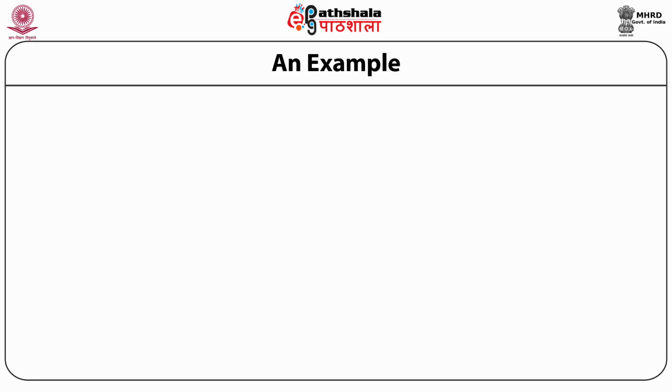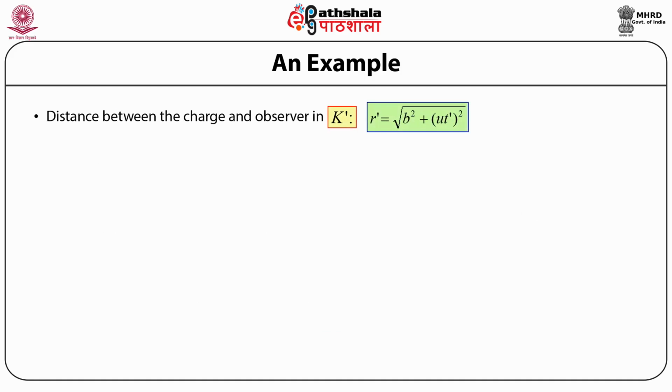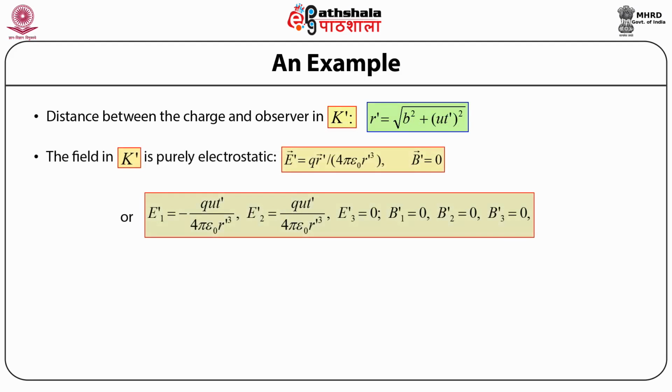The example continued. Now let us see what is the distance between the charge and the observer in the K prime frame of reference. So in this frame of reference, this distance is given by r prime, and this is equal to under root of b square plus u times t prime whole square. And the field due to this charge in the K prime frame of reference is purely electrostatic, because the charge is stationary in the K prime frame of reference.